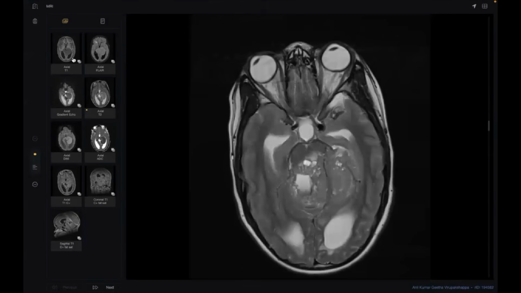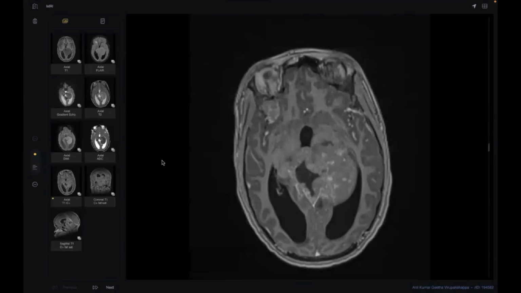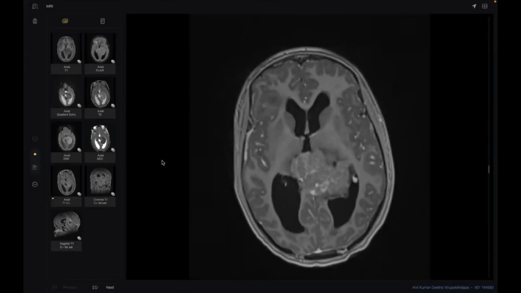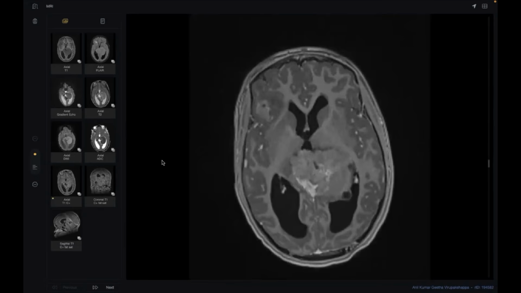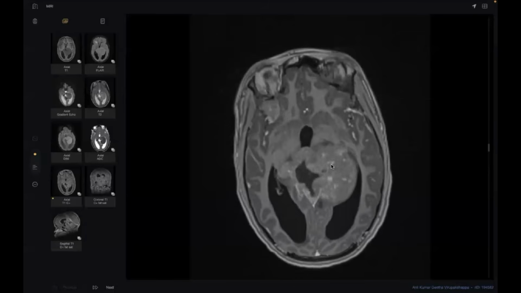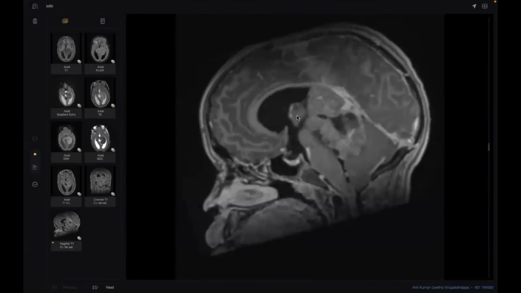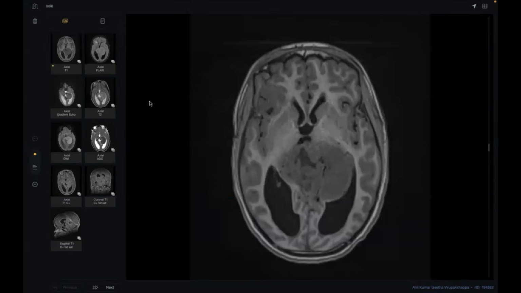Tell me, what does it mean for you? It can be a pineal origin mass. Yes, see the veins. Any lesion displacing both internal cerebral veins, think about pineal origin. By the way, it is very difficult.